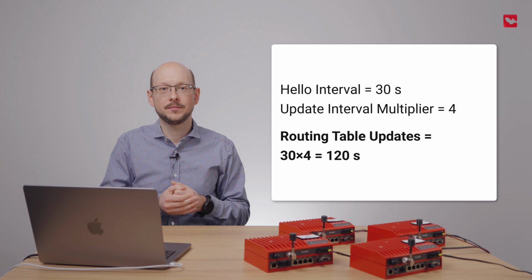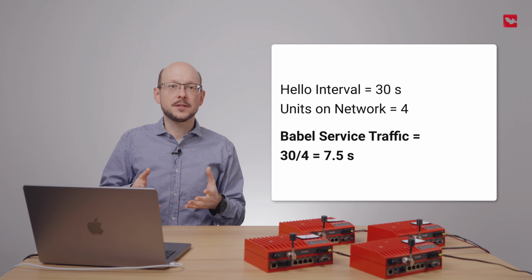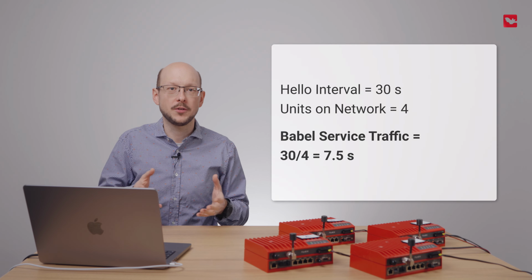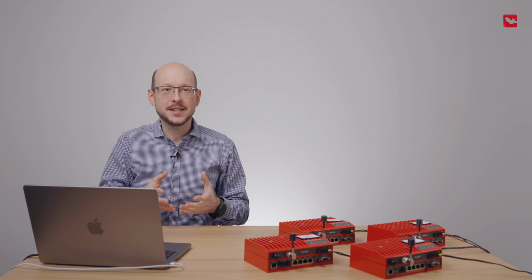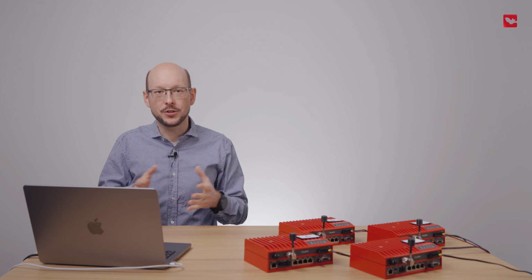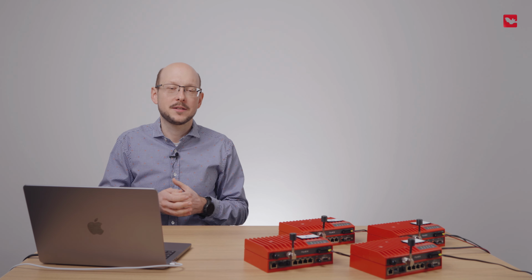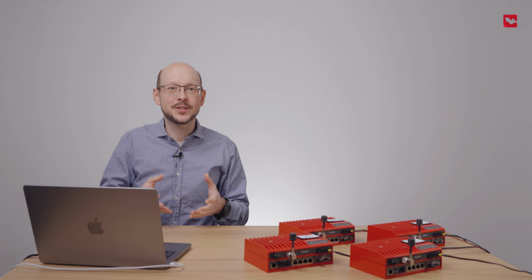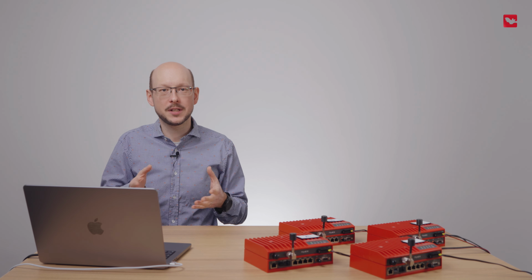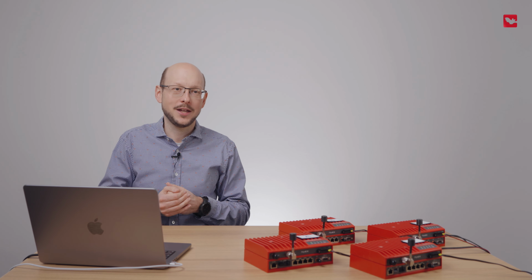More routers in the network mean more Babel overhead traffic. On the other hand, shorter intervals mean faster network change discovery. Always test and optimize these values to your topology, radio network modulation and channel width, and your SCADA traffic patterns. The golden rule is to leave over 75% throughput capacity for SCADA communication.